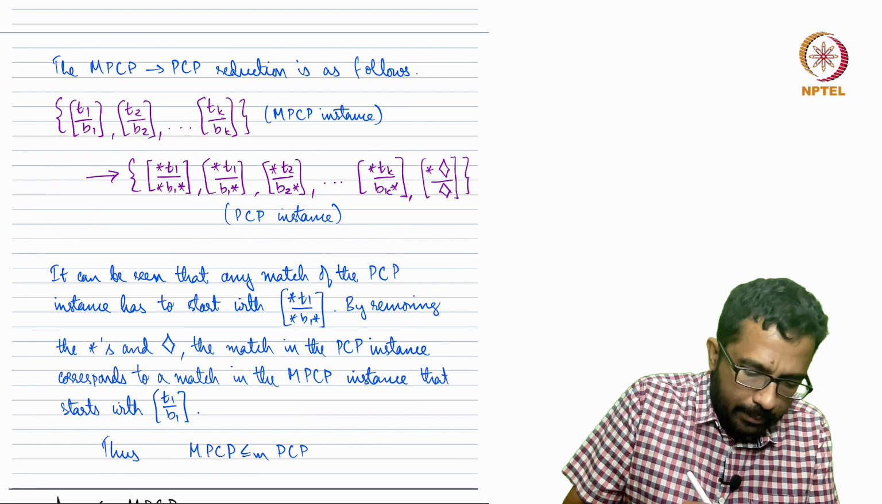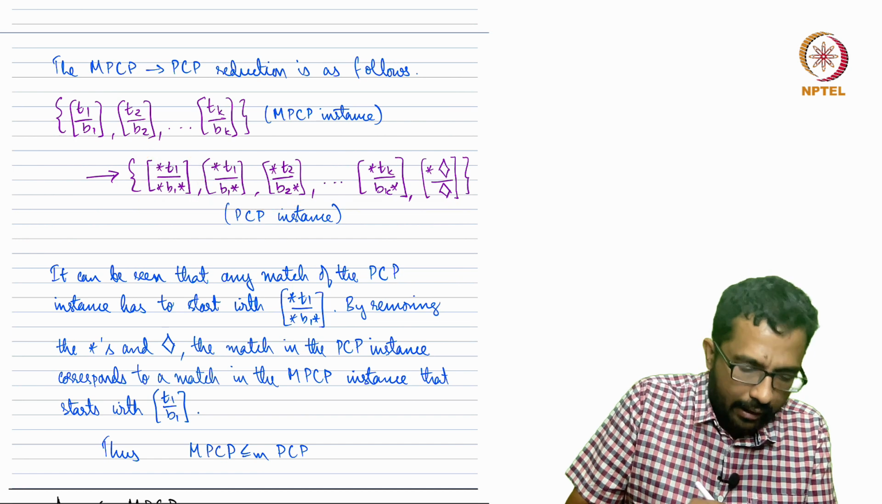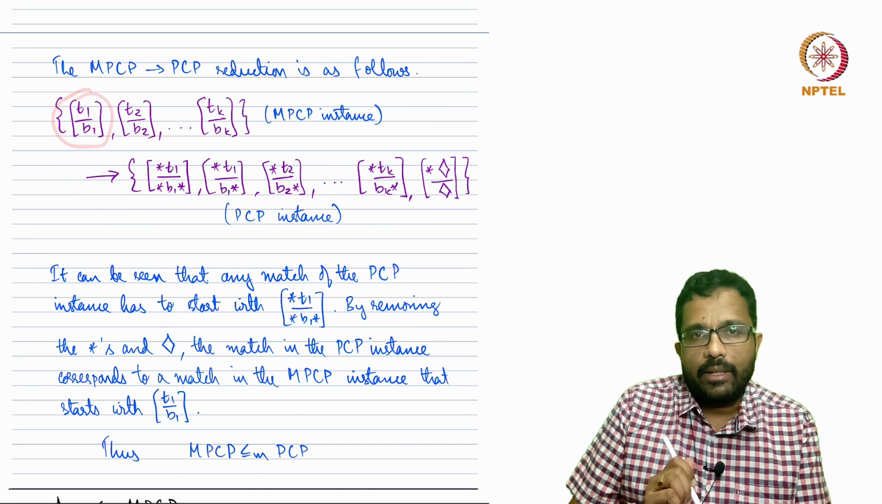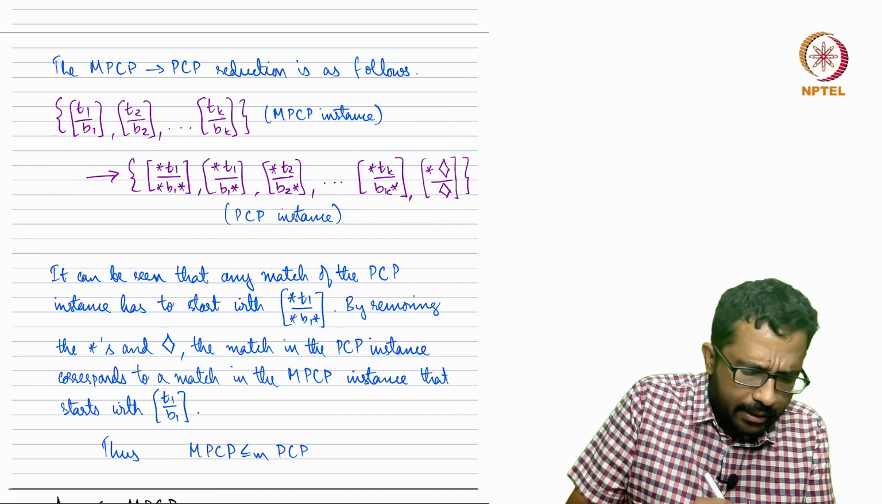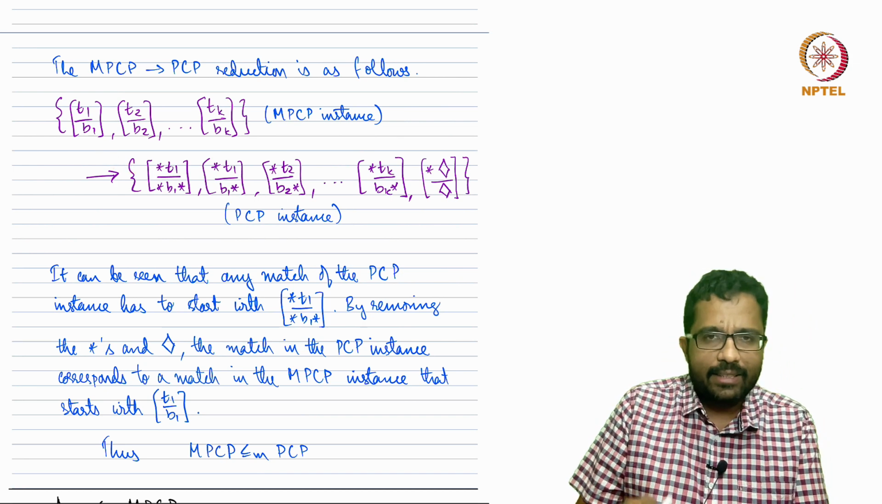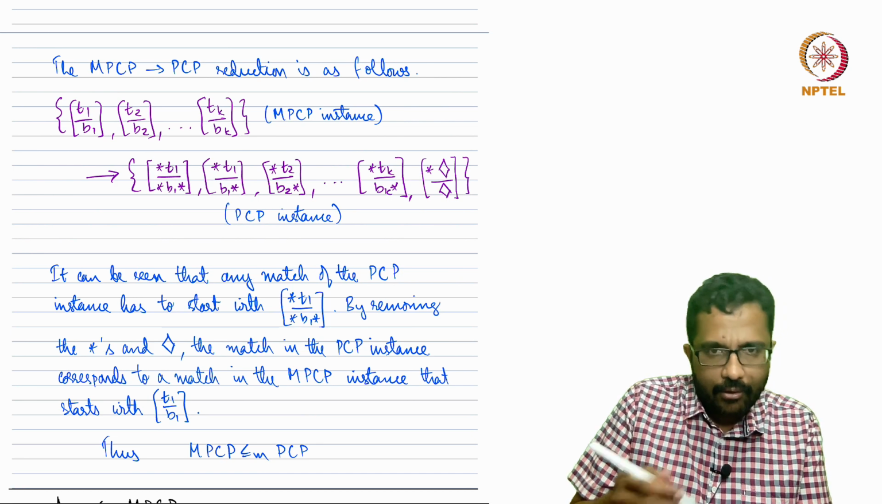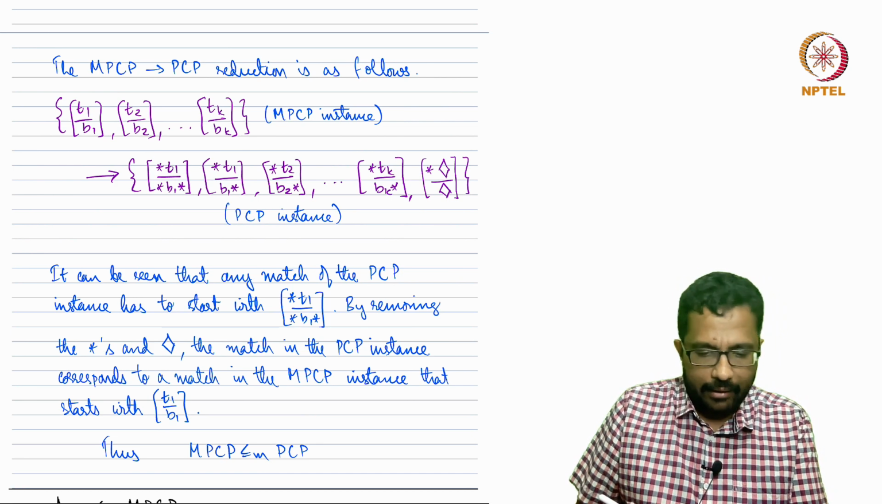So whenever the PCP instance has a match, it has to necessarily start with this, and hence the MPCP also has a match. And whenever the MPCP has a match, it's straightforward to see that it corresponds to a PCP match, right? So that direction is easier. The reverse direction is a bit involved, or only slightly more involved, and that I have explained.